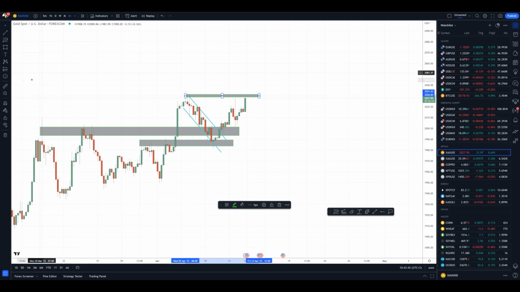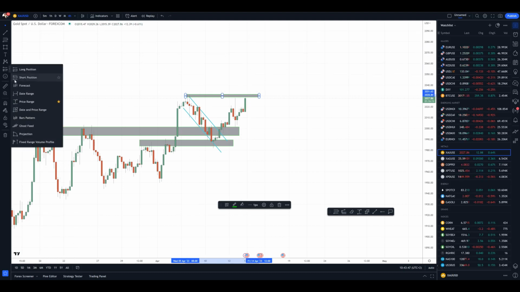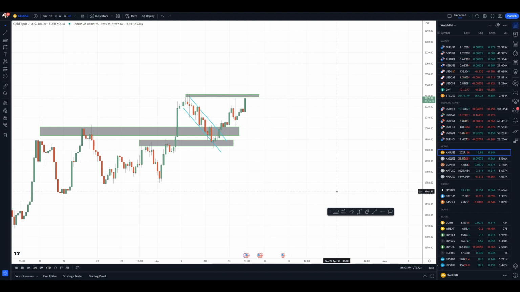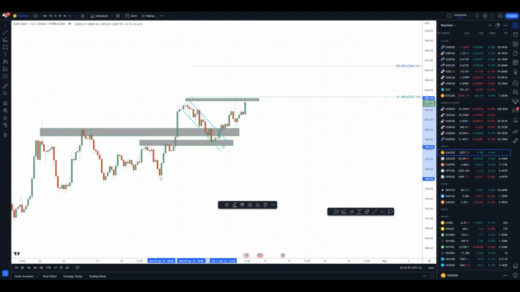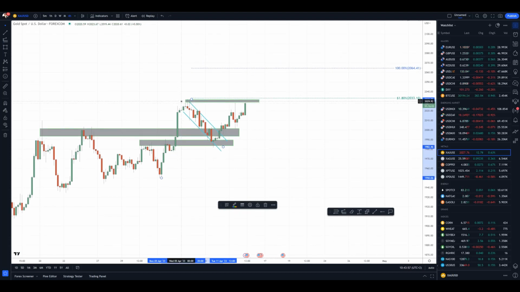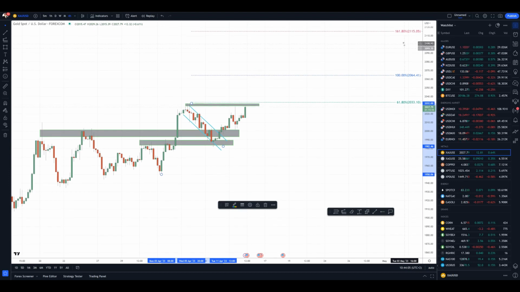Now what we can do here is take the expansion tool and project the levels for further higher prices, just based on this initial upside swing. So the next area is around 2064. That's the next upside objective. If we clear this and stay above, then the next one, which will be like an extreme projection, is around 2115 on the gold market.